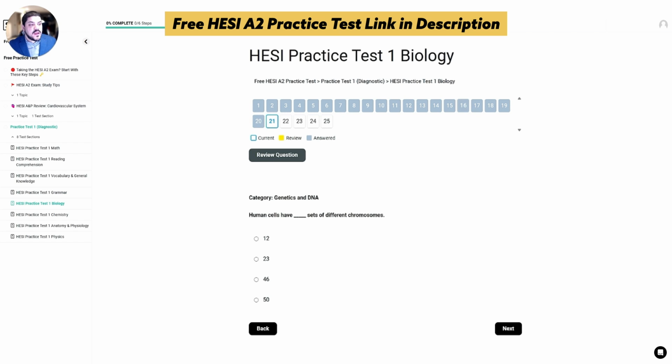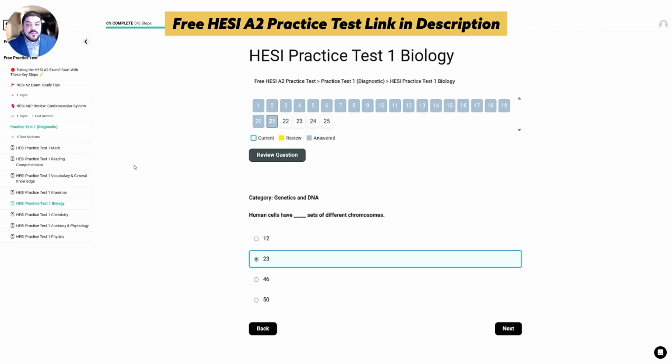21. Be careful with this one. Listen to the wording carefully. Human cells have blank sets of different chromosomes: 12, 23, 46, 50. Human cells have 23 sets of different chromosomes, answer B.